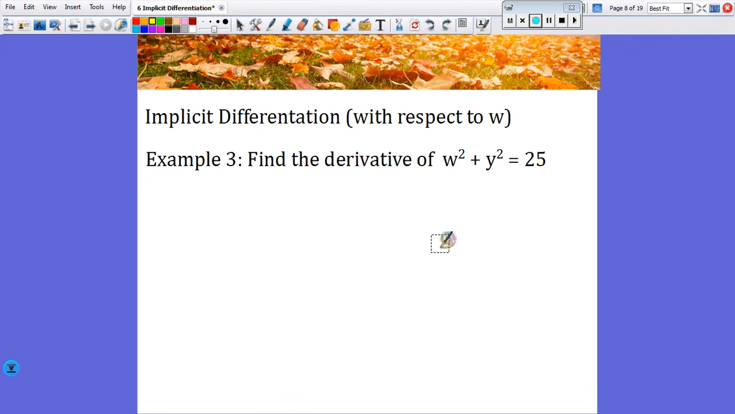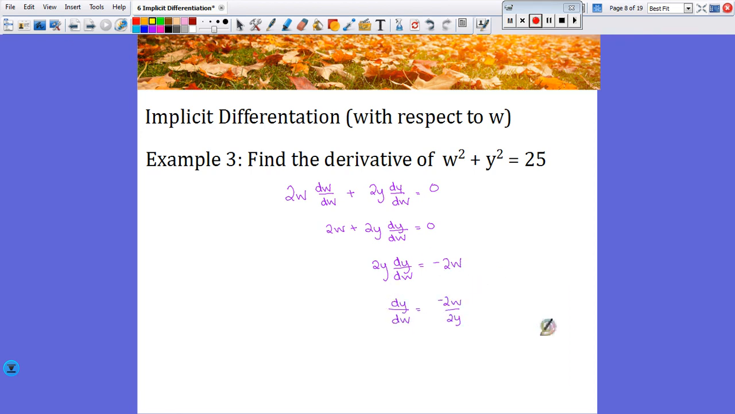For this third example, we're taking the derivative with respect to x. So the derivative of w squared is going to be 2w times dw dw plus 2y times dy dw, and the derivative of 25 is 0. dw over dw is 1, so we have 2w plus 2y dy dw equals 0, and then we're going to subtract 2w and then divide both sides by 2y. Then I'm going to simplify to get dy dw equals negative w divided by y.